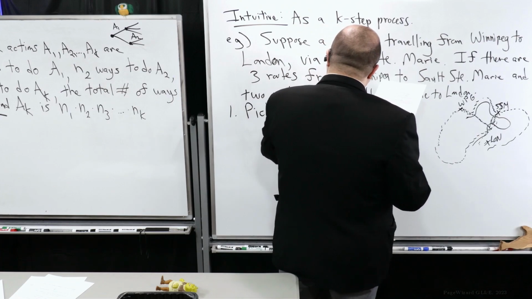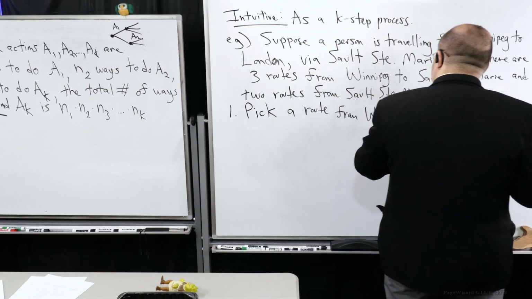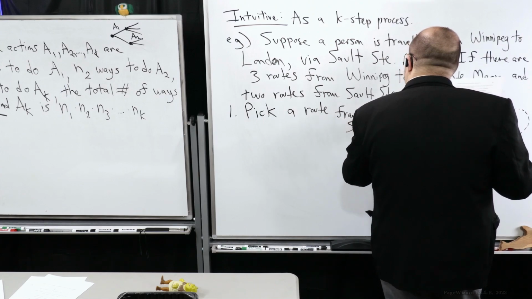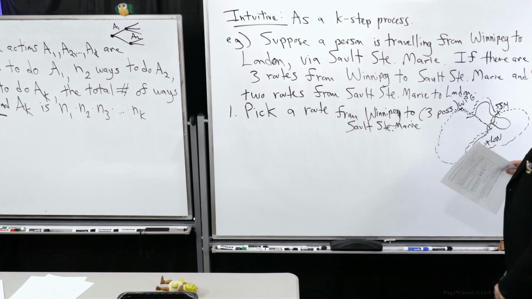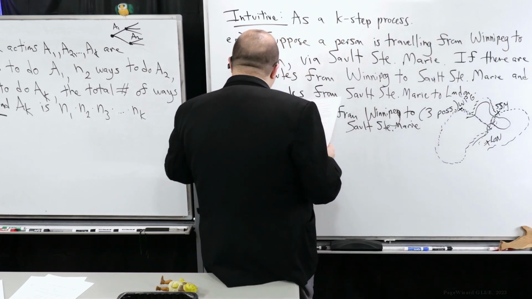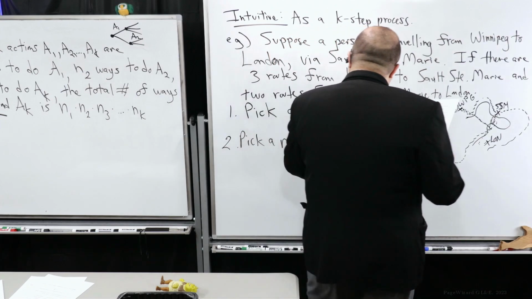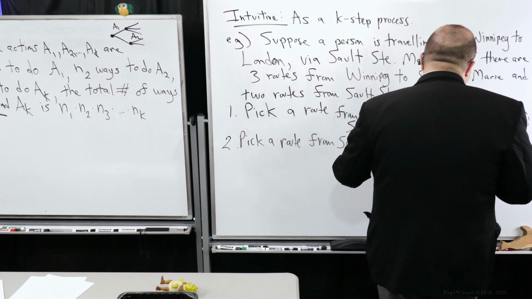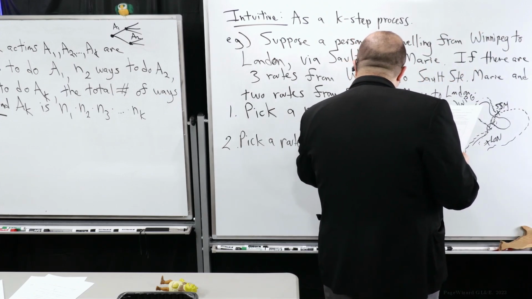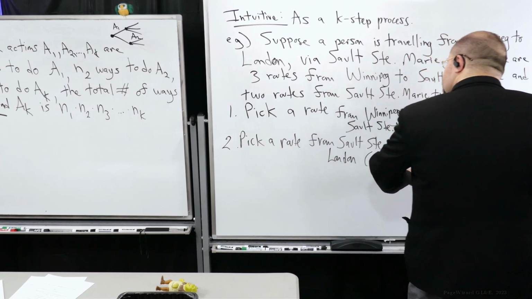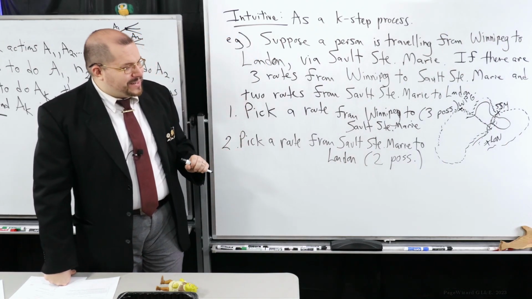Pick a route from Winnipeg to Sault Ste. Marie. There are 3 possibilities here, right? So you pick a route from Winnipeg to Sault Ste. Marie, then you pick a route from Sault Ste. Marie to London, of which there are 2 possibilities. Now, do you see that I do this and then I do this, right? Does everybody see that?